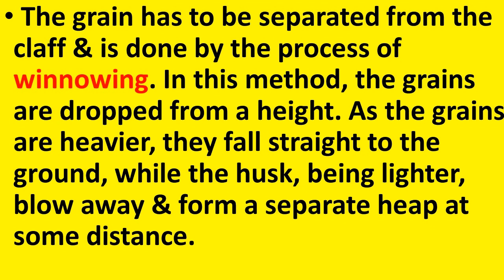In the winnowing method, the grains are dropped from a height. You know that grains are much heavier than the husk. So the grains, being heavier, fall straight to the ground, while the husk, which is lighter, forms a separate heap at some distance. So how can we define winnowing? Winnowing is the process of separating the lighter husk from the heavier grains. In this method, two different heaps are formed.